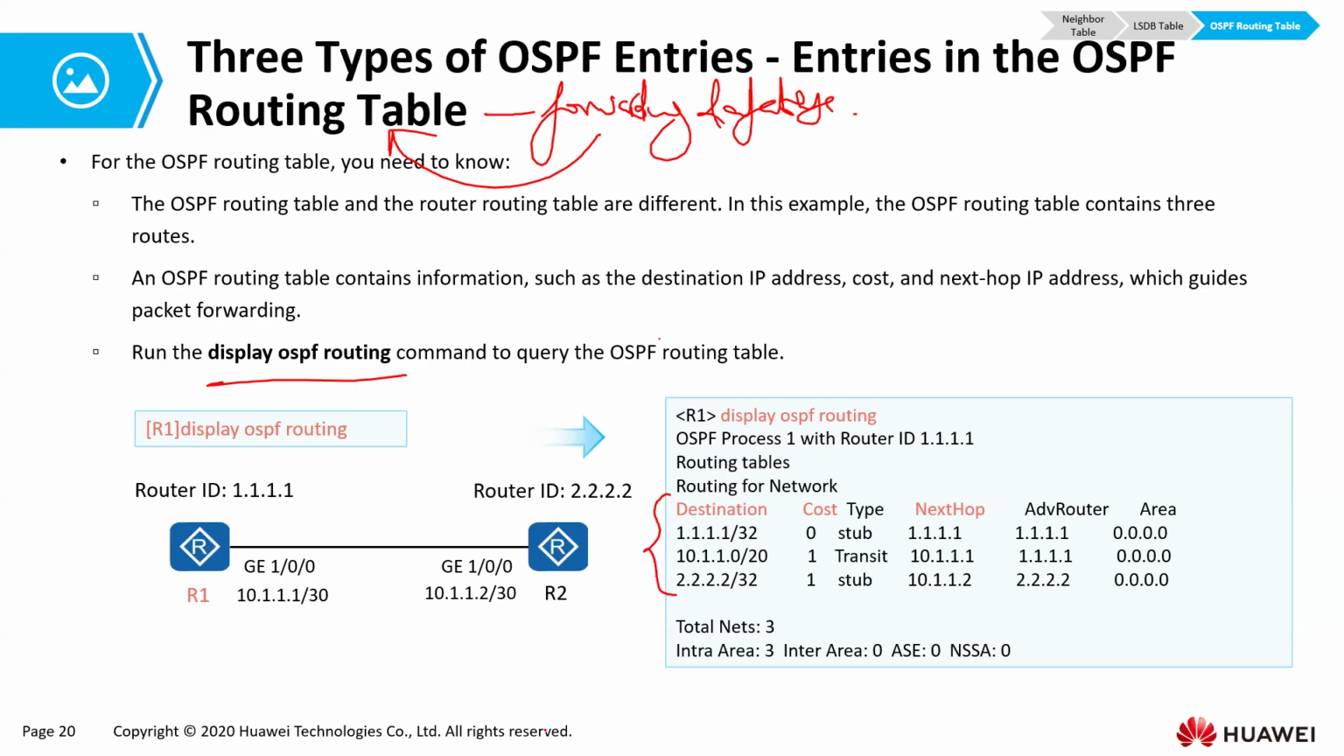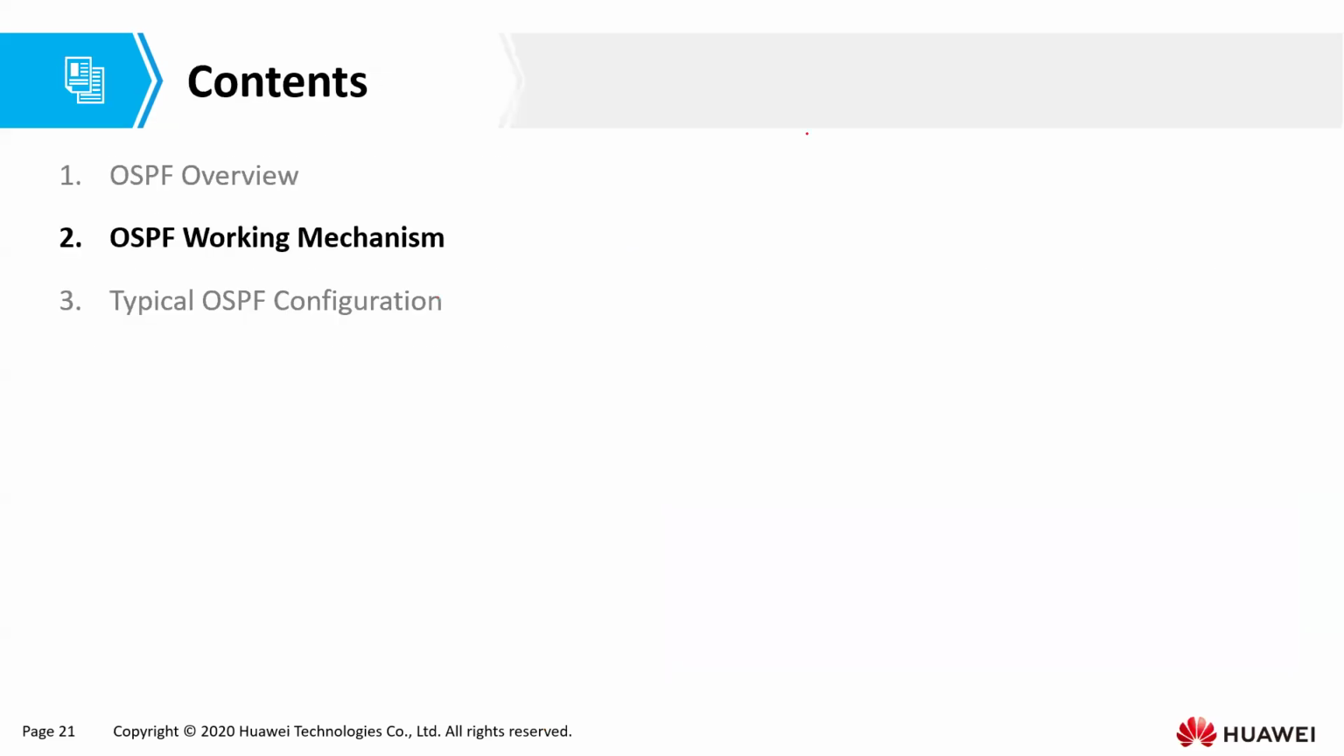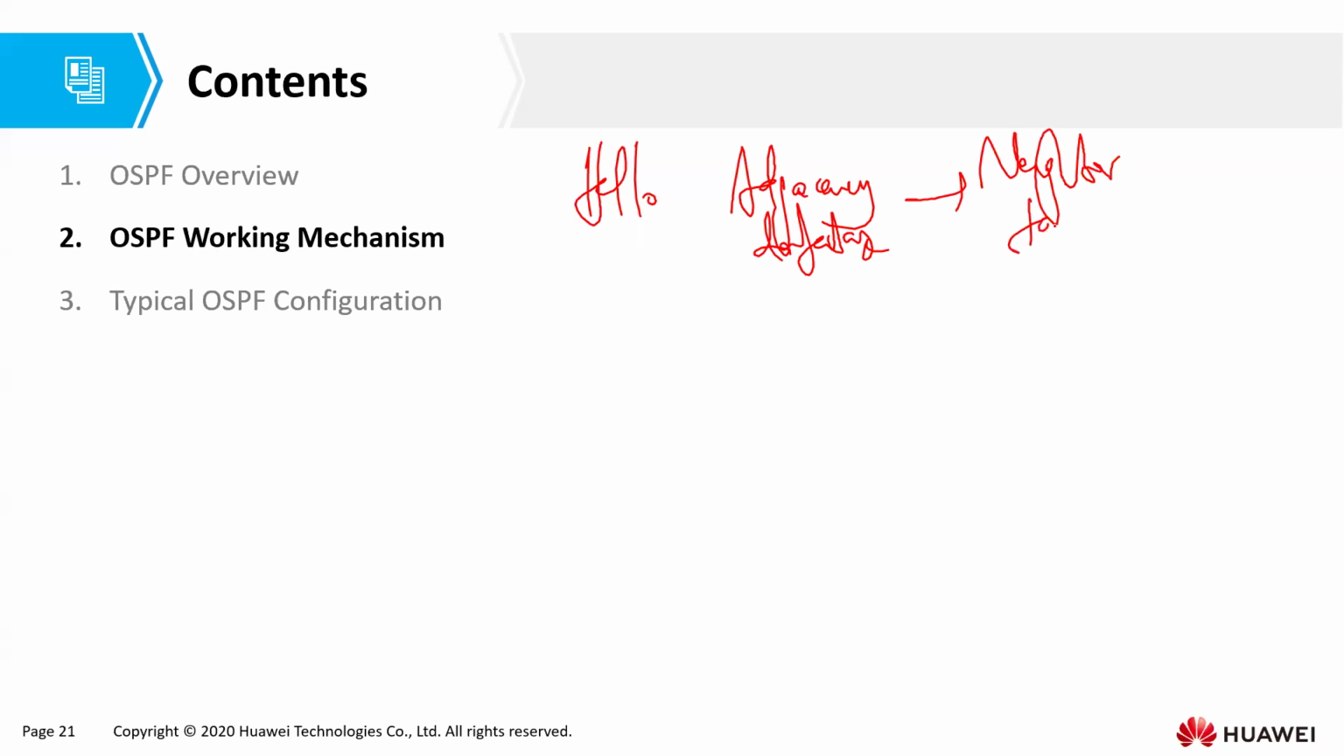So in short, there are three entries that we have. After exchange of hello packets, we have the adjacency database, which will give us the neighbor table. After exchange of database description, we have the LSDB, which will give us the LSDB table.